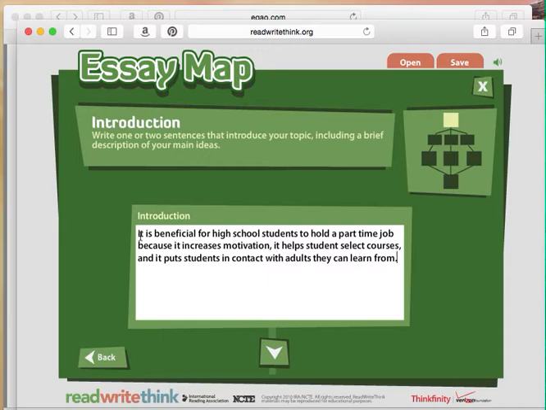With the OSSLT, you don't want to get complicated. You don't want to get fancy. This is not necessary. This wouldn't necessarily be a complete introduction in our English classes, but for the sake of the OSSLT, it will work because it answers yes or no. It takes a position. It is beneficial for high school students to hold a part-time job.